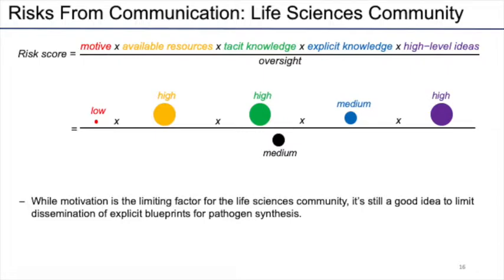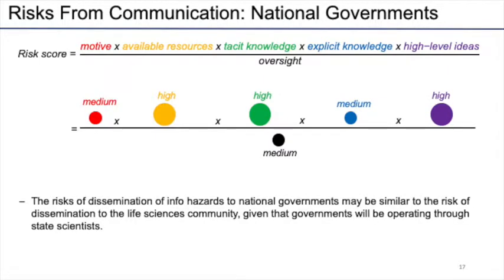And before I go on, I should also note, of course, that all these different communities I'm talking about are not monolithic. So, of course, some members in the life sciences community are going to be different than others, especially for this next section, national governments. National governments are very heterogeneous. This, I think, is probably the least clear section given that heterogeneity. But in terms of what I could get as a rough first pass at it, this is what I'm coding. I have it as fairly similar to the risk of dissemination to the life sciences community.